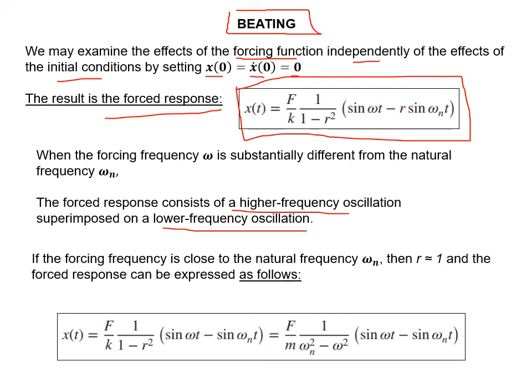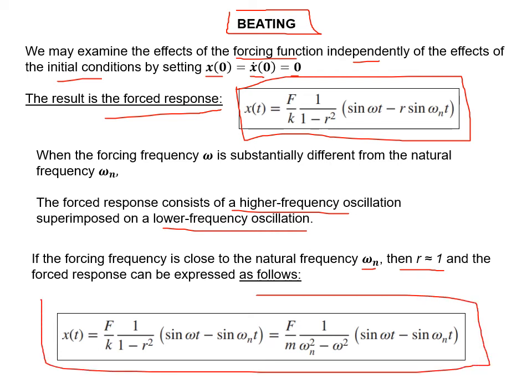Now suppose the forcing frequency is close to the natural frequency. If this occurs, then r is approximately equal to 1, and the forced response can be expressed by the following relationship that we see here for our x of t.